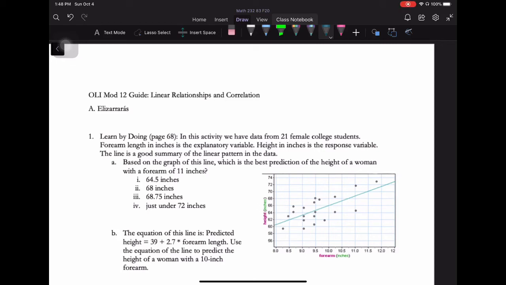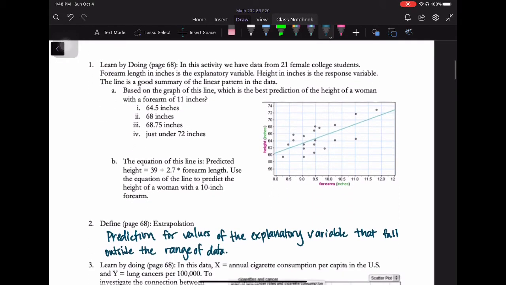Hello and welcome back. We're going to be focusing on the Mod Guide for Module 12 today. It deals a lot with linear relationships and correlation. It's going to continue what we've been talking about for Module 11.